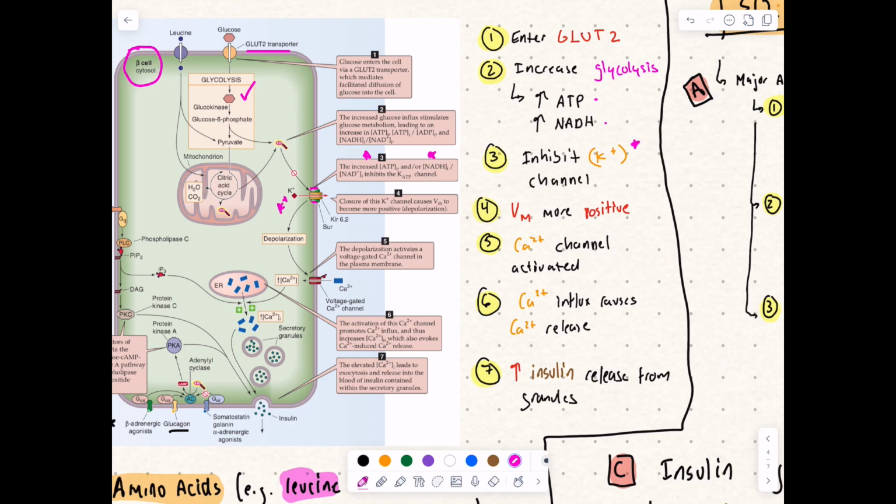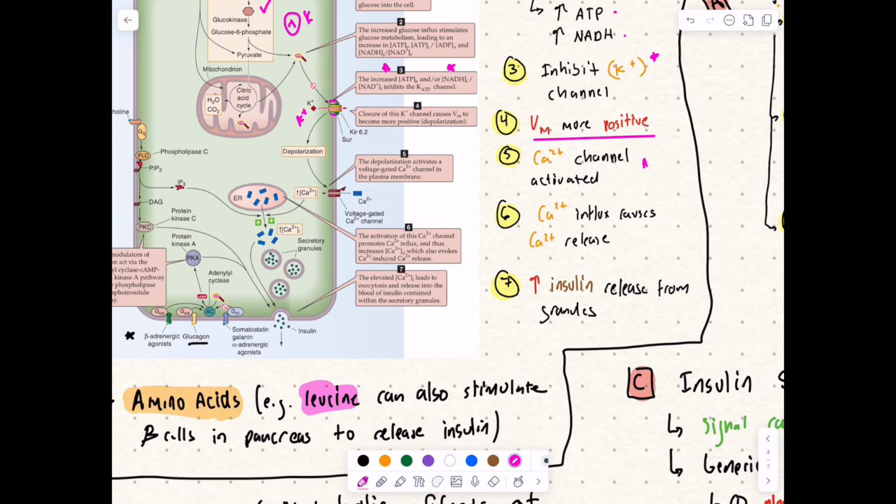If this gets inhibited, then you're going to have more positive charge in here, and the net change in the membrane potential is that you become more positive. This results in calcium channels being activated, causing calcium to come in. Basically, the membrane potential becomes more positive. That's going to cause depolarization and cause calcium to come in, if you remember our little action potential chart. And if calcium comes in, it's going to stimulate calcium release from the endoplasmic reticulum, and then even more calcium is going to stimulate the secretion of our stored insulin overall.